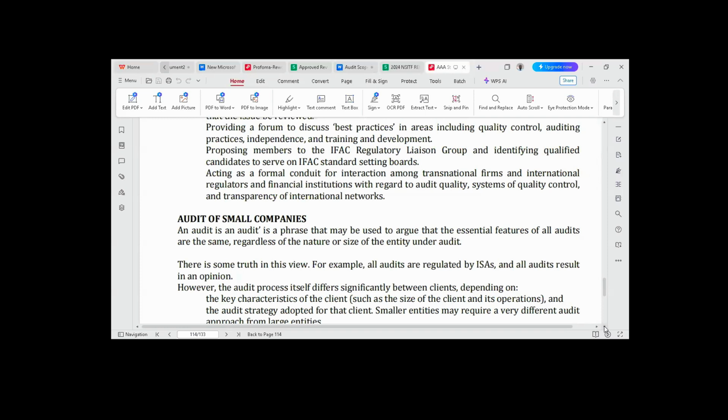Now, one thing we need to know as ICAN students is that you need to be able to understand or appreciate the importance of subjecting an organization to a statutory audit, and the implications, the disadvantages or advantages, of not subjecting the organization to statutory audit. That is what we are looking at here. I hope you understand what I'm saying.